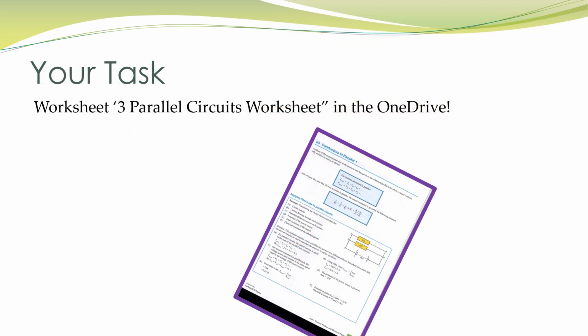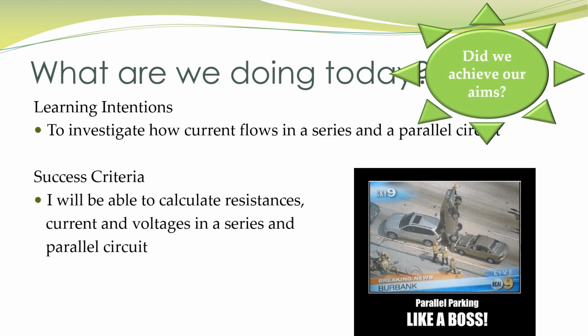Your job now is to practice that. There's a worksheet there in the OneDrive that you can check out. Have a go. Make sure you practice the skill, get the idea of it, because our example is going to get more complex next time. So what have we done? We looked at current flowing in series and parallel circuits and used it to calculate various elements of the circuit. Have a go.